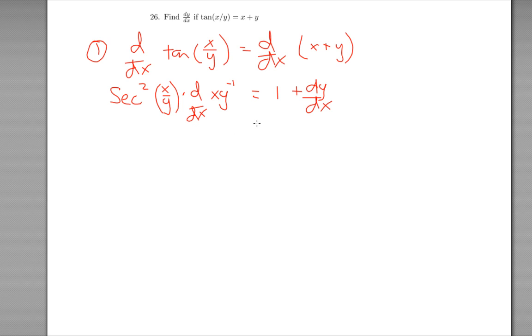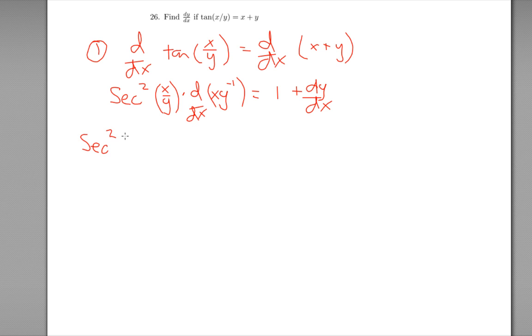I'm just going to write it that way. I didn't change anything. Instead of writing it x over y, I did x times y to the negative 1. It's just going to be easier for me to deal with. I mean, you could use the quotient rule here, but I'm not going to. Okay, so I'll just rewrite that.